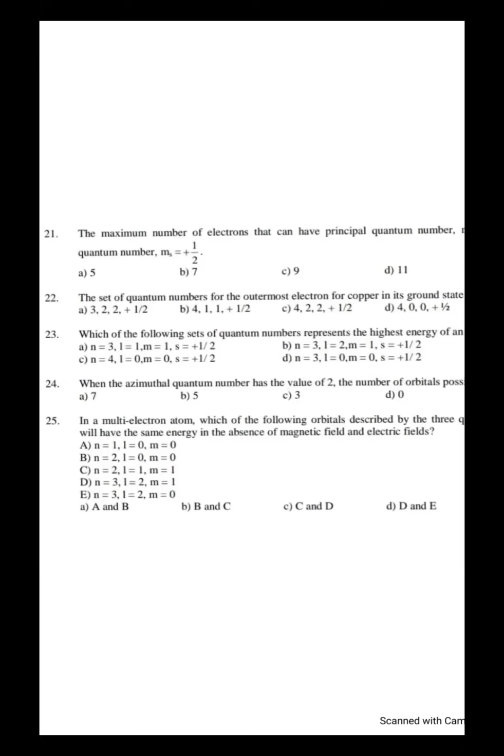Yes, Adi, tell me. Sir, can you explain the 24th question again? For the 24th question, L is given as 2, and L equal to 2 is for the D subshell, so there will be 5 orbitals. Very simple. Adi, I hope you are getting it if you have attended previous classes. So B is the correct answer, 5. Yes, sir, got it.